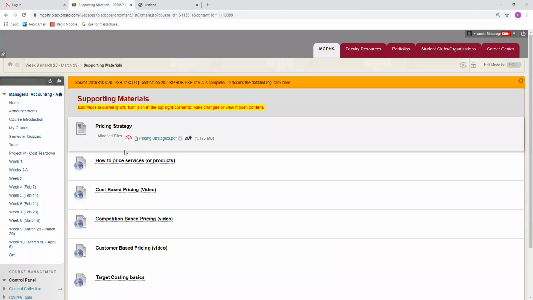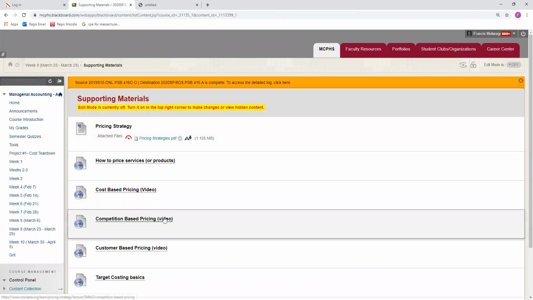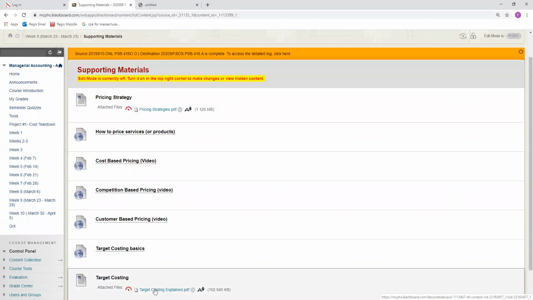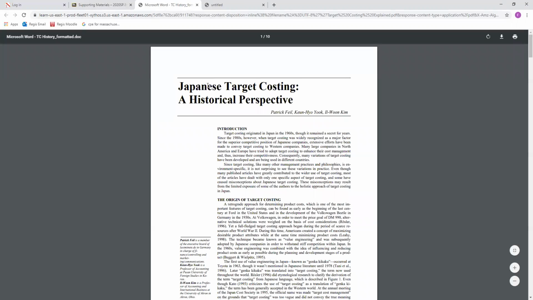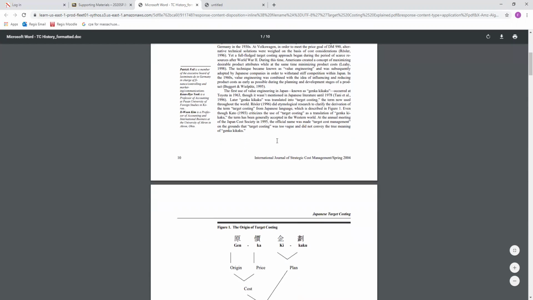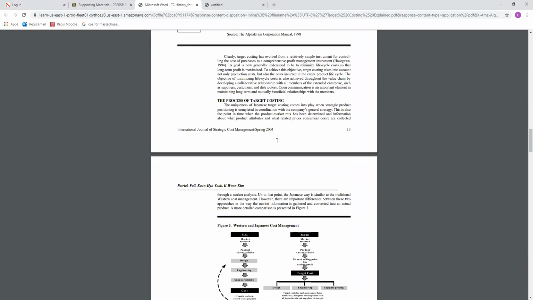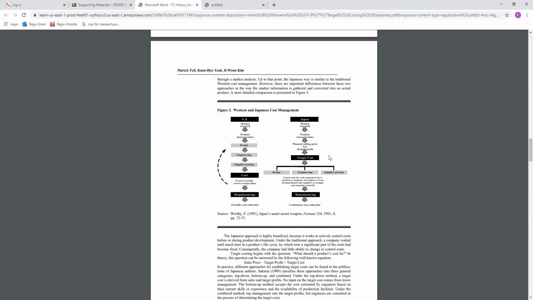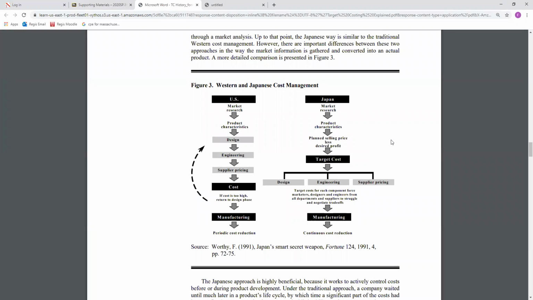I've provided some supporting videos that will help discuss them in a little more detail: cost-based pricing, competition-based pricing, customer-based pricing. And then I'd like you to also read this article called Japanese Target Costing, a Historical Perspective. In particular, what I want you to keep in mind is that target costing is something that really started in Japan, and some American companies, US companies, and companies in other parts of the world have started to adopt it. The approach here is significantly different than the approach that we've taken historically, what we talk about classically in terms of US pricing.